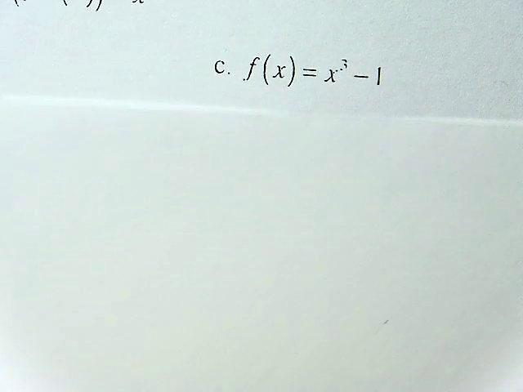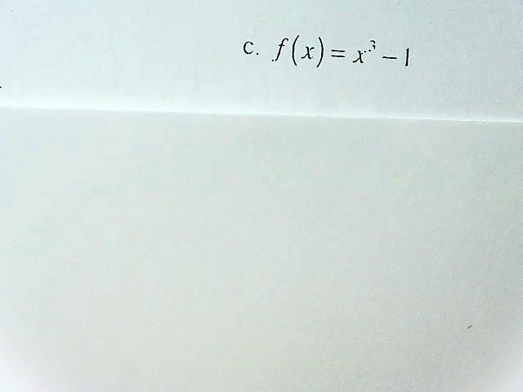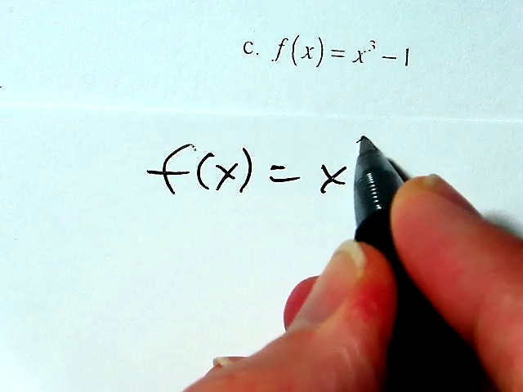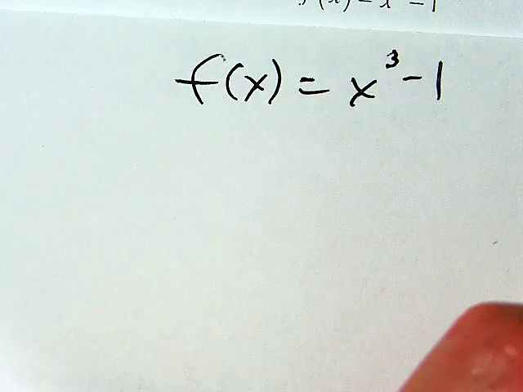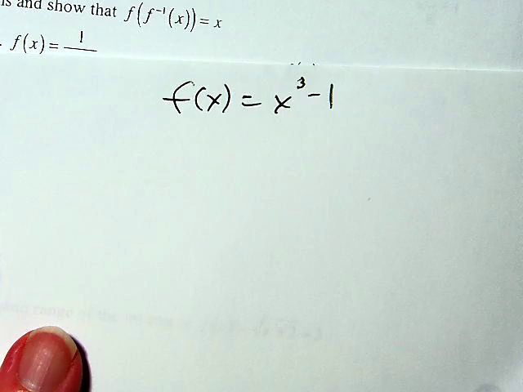Problem 3c is f of x equals x cubed minus 1. I'm going to go ahead and copy that onto the scratch. F of x is x cubed minus 1. And we need to find the inverse function for this. So let's go through our familiar steps.